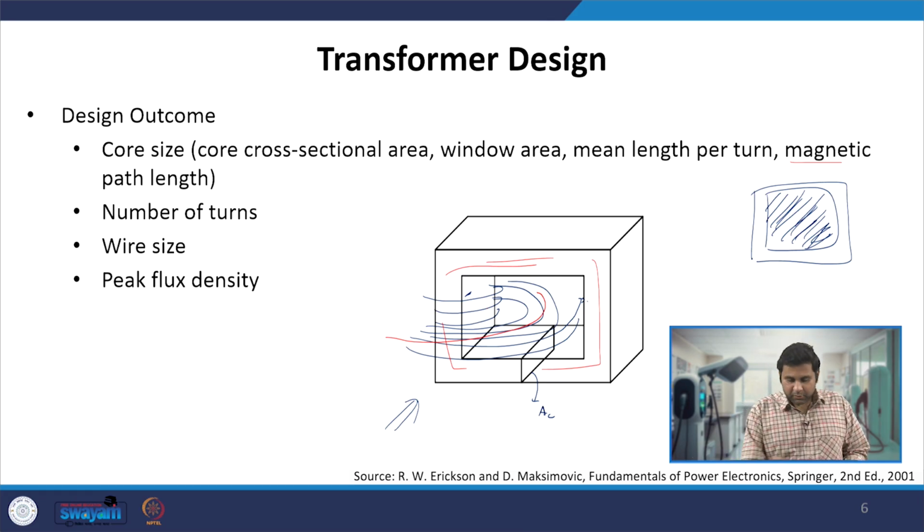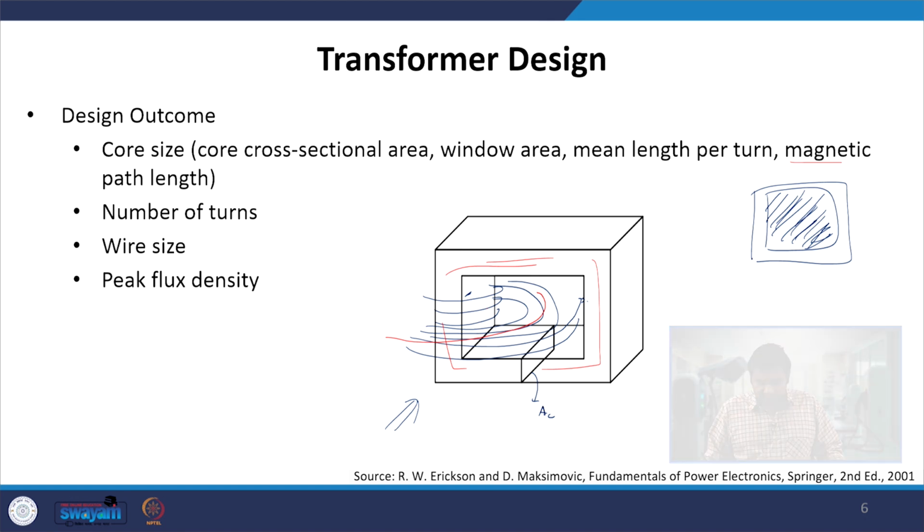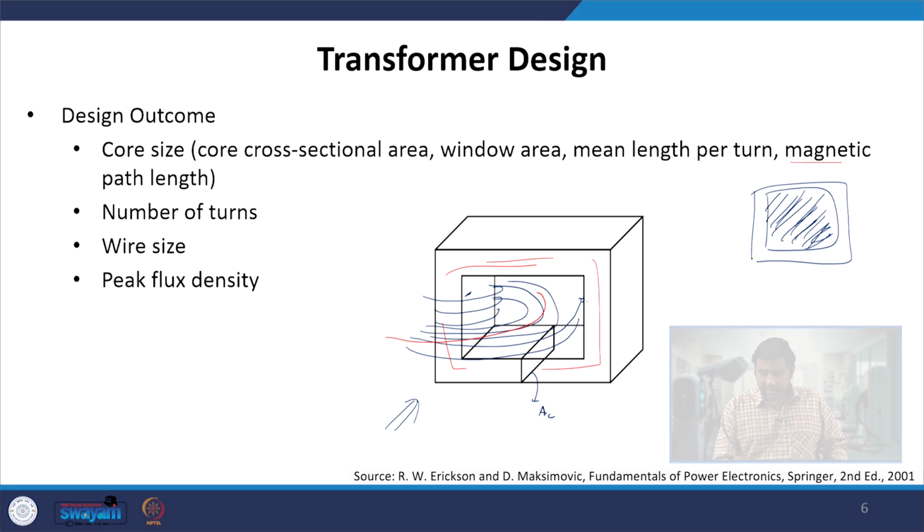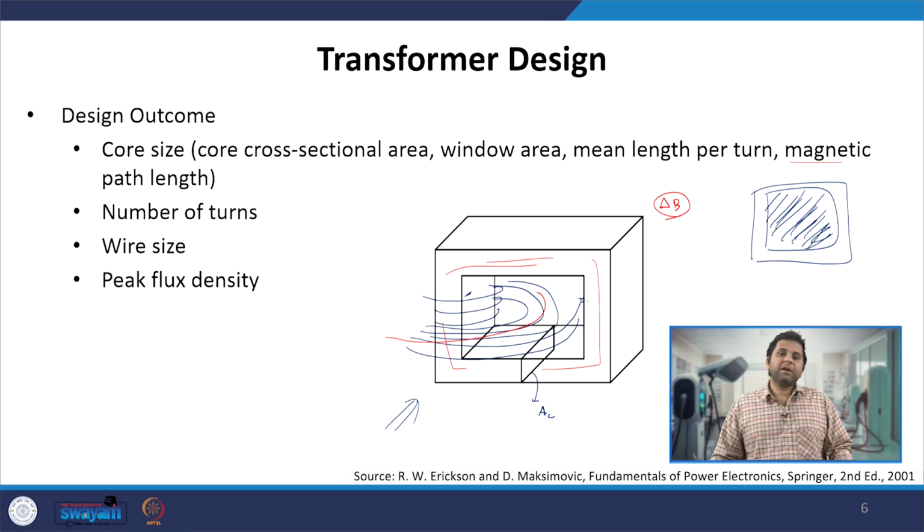So if we are able to identify these 4-5 terms, which are core cross-section area, window area, mean length per turn, and magnetic path length, we will be in a position to select our core accordingly, to select the appropriate core size, where we can ensure that the magnetic flux density is below the saturation magnetic flux density, as well as it is the optimum value where our losses, the core loss and the winding loss, will be minimal.